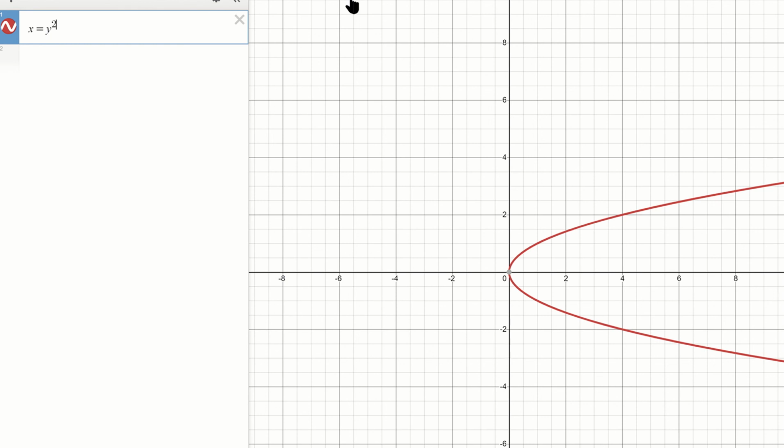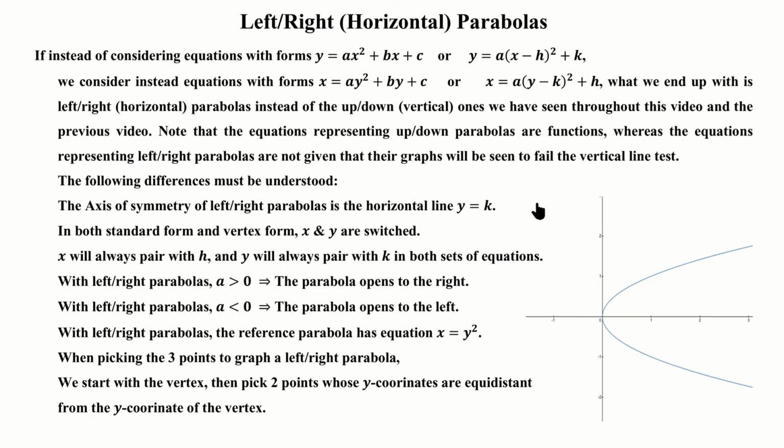However, they do play a role sometimes and are important to understand, so we'll go ahead and cover them for the sake of completeness, if for no other reason. A few things to notice: first of all, the axis of symmetry is not going to be vertical. Obviously, it's going to be horizontal. So it's going to have the form not x equals h, but rather y equals k.